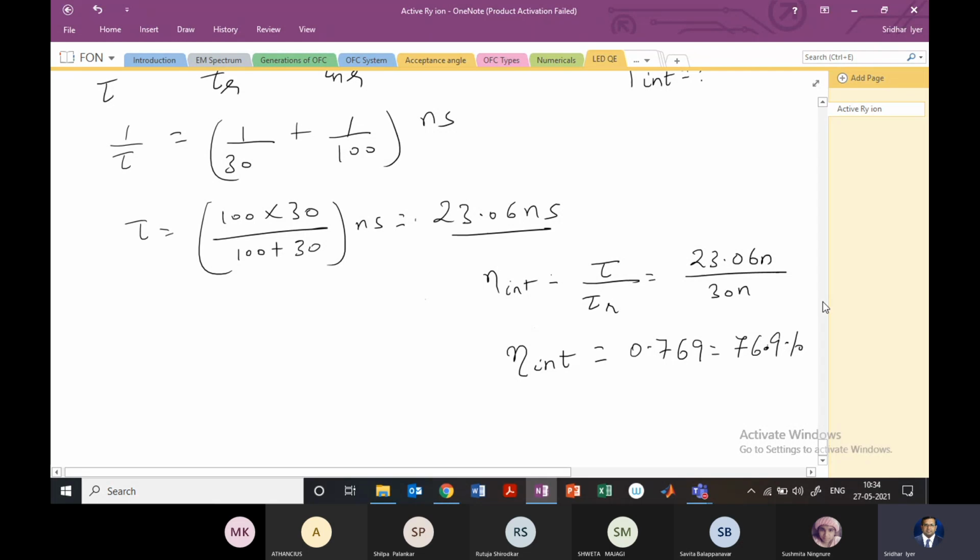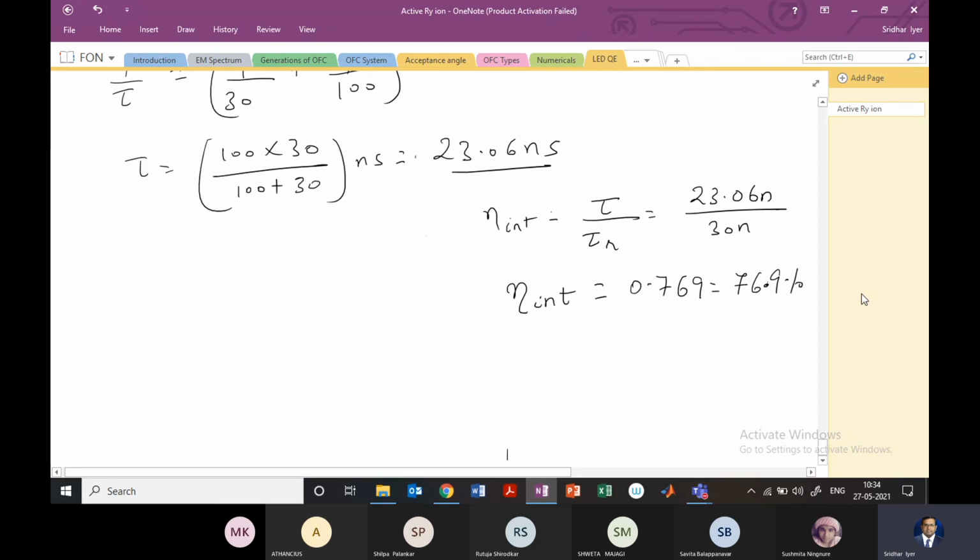This basically means that if you are injecting about 100 carriers, electrons, only 76.9 of them are becoming light. That is the efficiency of this LED, right? Whether it is good or bad will depend on the application that you have. Ideally, you want this to be 100, but practically, it's not going to be possible.